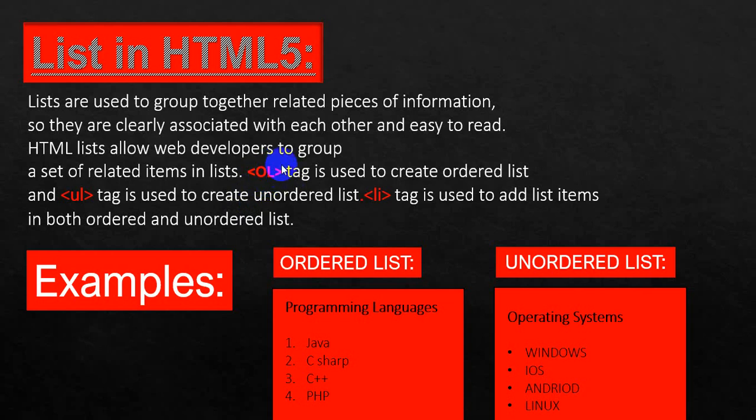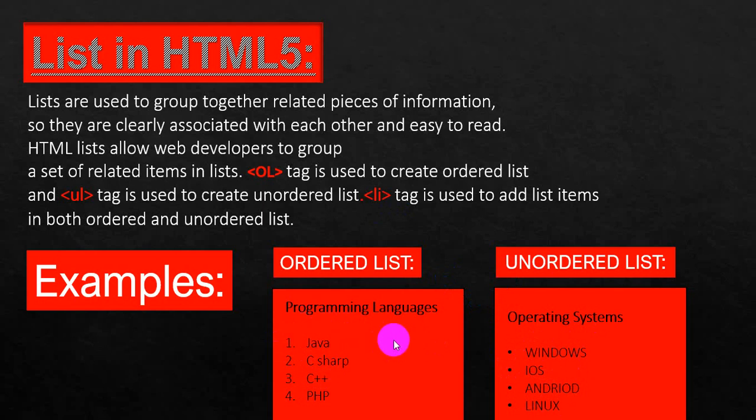Why? Because by using only OL or only UL, you cannot create the list. This tag is compulsory, but if you want to add items, because a list cannot be of a single statement or single line, a list means at least more than one, you need a tag called LI. So the LI tag is used to add list items. Operating system is a heading under which we have n number of list items. So Windows, iOS, Android, Linux are the list items. In the same way, Java, C# are list items.